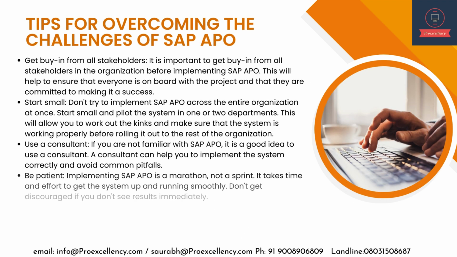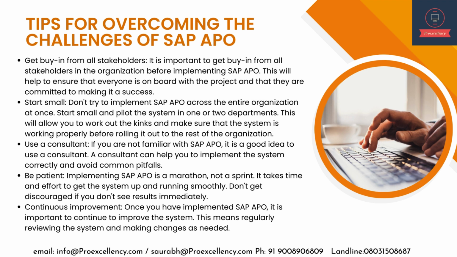Tips for overcoming the challenges of SAP APO. Get buy-in from all stakeholders. It is important to get buy-in from all stakeholders in the organization before implementing SAP APO. This will help to ensure that everyone is on board with the project and that they are committed to making it a success. Start small. Don't try to implement SAP APO across the entire organization at once. Start small and pilot the system in 1 or 2 departments. This will allow you to work out the kinks and make sure that the system is working properly before rolling it out to the rest of the organization.